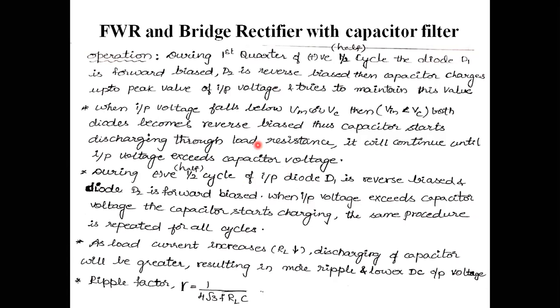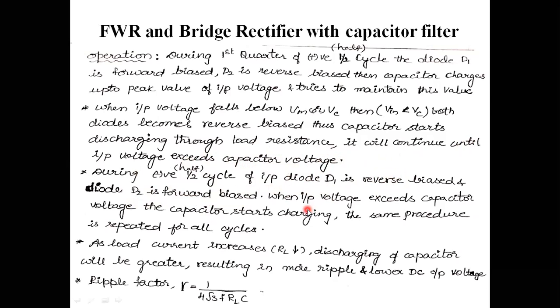This process repeats through the load resistance RL. It will continue until the input voltage exceeds the capacitor voltage. Again, during the negative half cycle of the input, diode D1 is reverse biased and D2 is forward biased.